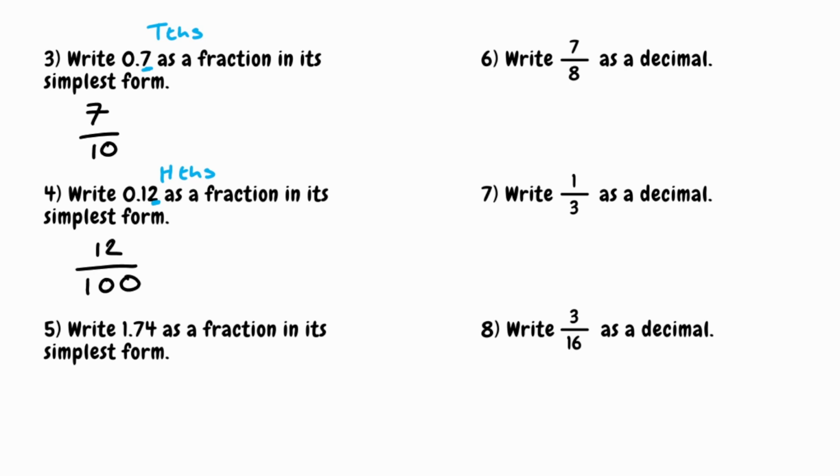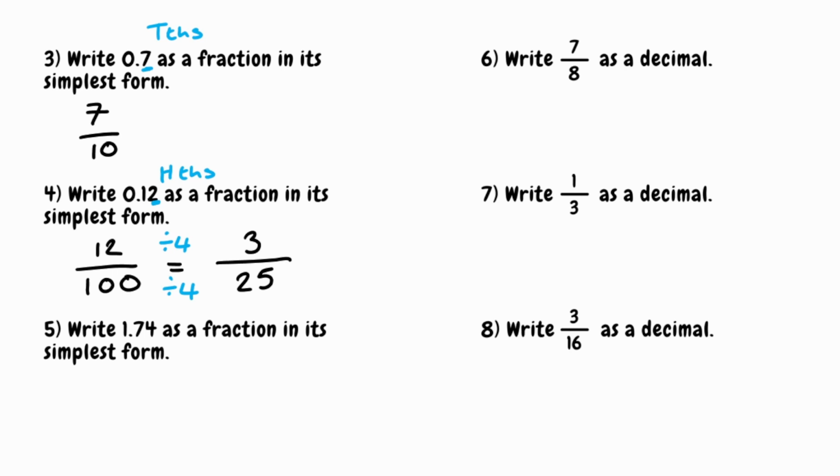So we need to divide the numerator and denominator of this fraction by the highest common factor of both numbers. Well, the highest common factor of 12 and 100 is actually 4, so that means I can divide both top and bottom by 4. 12 divided by 4 gives us 3, and 100 divided by 4 gives us 25. So that would be our answer in its simplest form. So 0.12 is equivalent to 3/25.